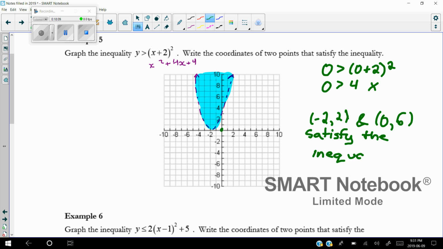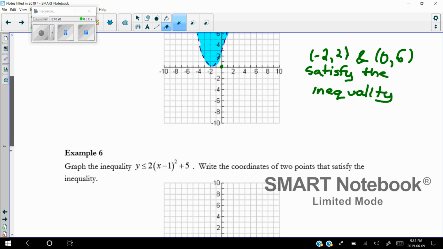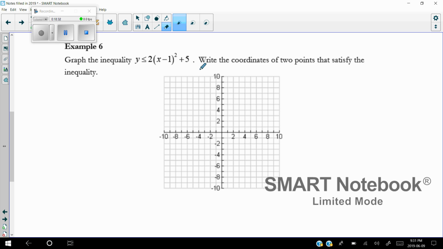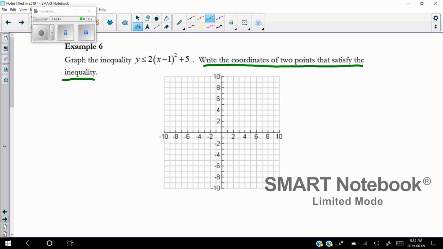So of course we could go back and check that, make sure it actually satisfies, but because of our test point, we should be able to find it. I'm just going to erase this x here because it looks like an actual x. All right, example 6, I'm going to let you do on your own. And make sure you do that second part here that says write the coordinates of 2 points that satisfy the inequality. And let's work our way backwards.